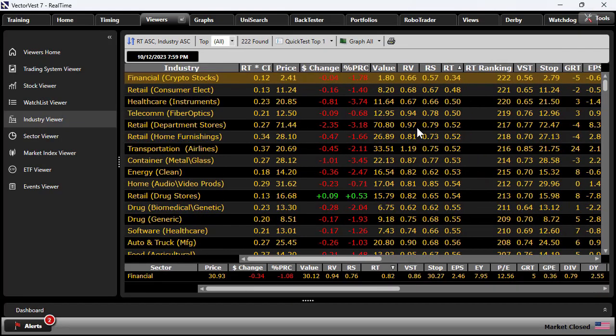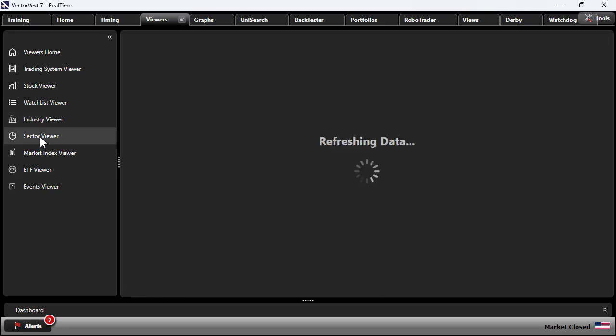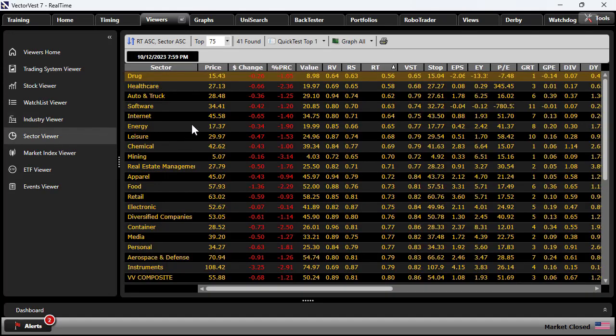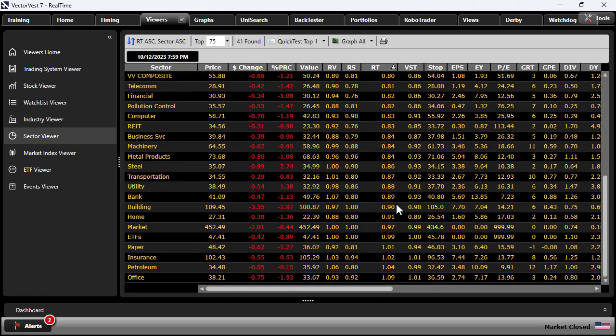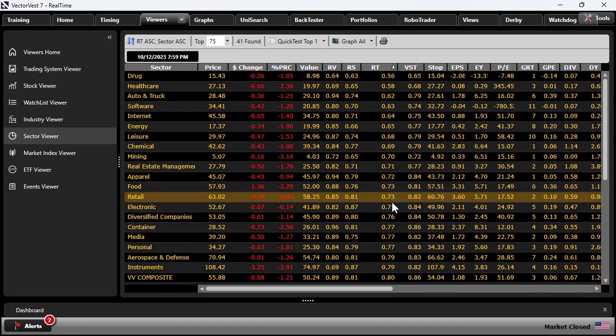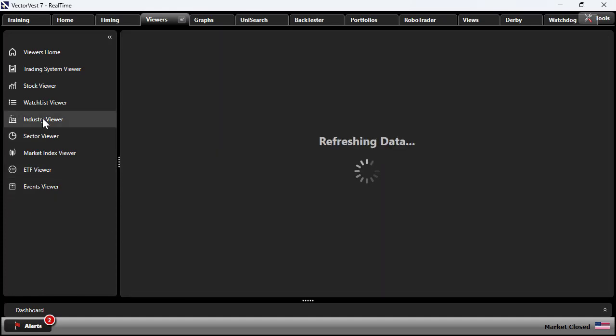You can flip this list over as well. Look at the worst performing industry groups: crypto, retail, healthcare instruments, telecom, fiber optics. A lot of retail industry groups in here, right? So if we go back to the sector viewer and look for retail here in the list, you could see the retail a little bit higher than middle of the pack, the retail sector, 0.73 relative timing, not in an uptrend at all, and that makes sense.